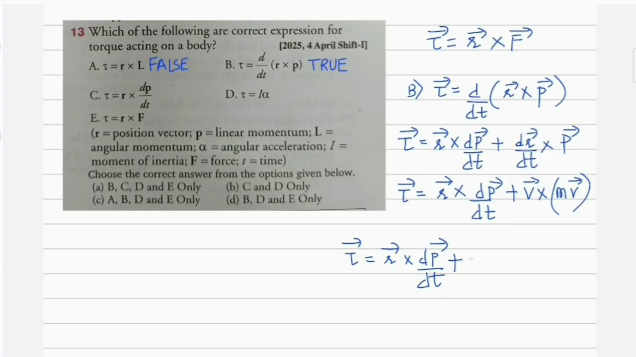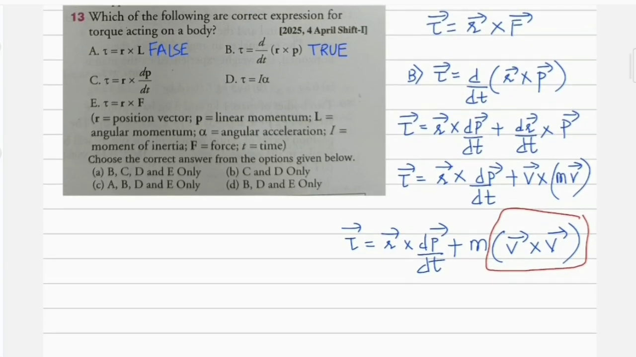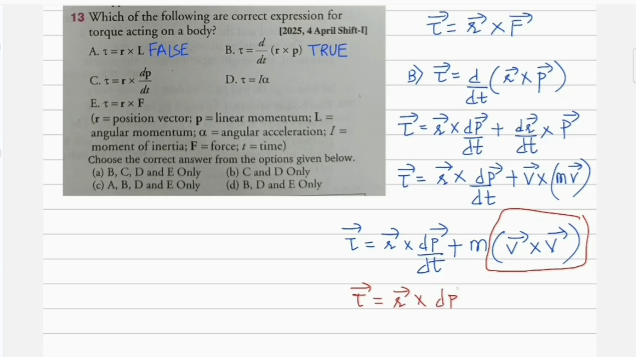just be a good observer, students, as I told you recently, m can be taken outside, mass is a scalar quantity, and in the multiplication you obtain v vector cross v vector. Now v vector and v vector are two parallel vectors, and for parallel vectors, what is the answer of the cross product? This will be 0. That is the reason I can say that tau vector is equal to r vector cross dp by dt, plus 0.